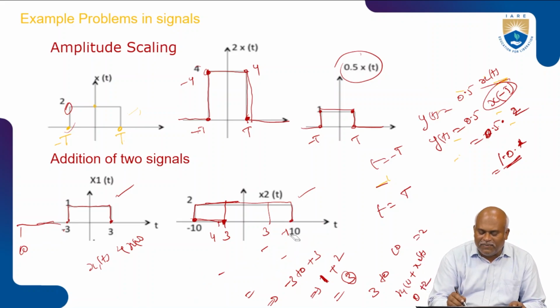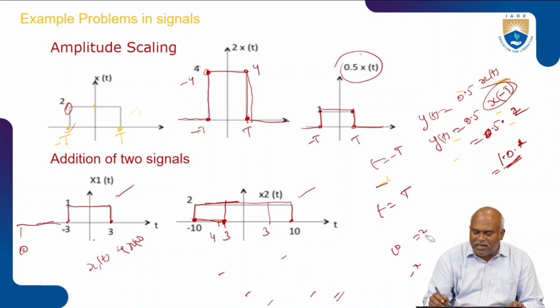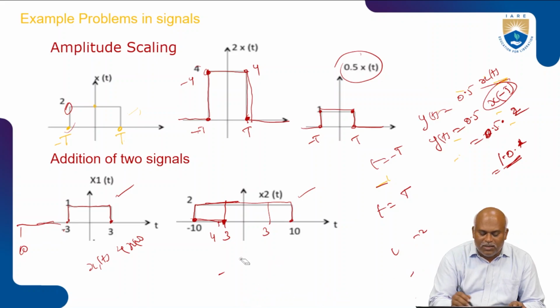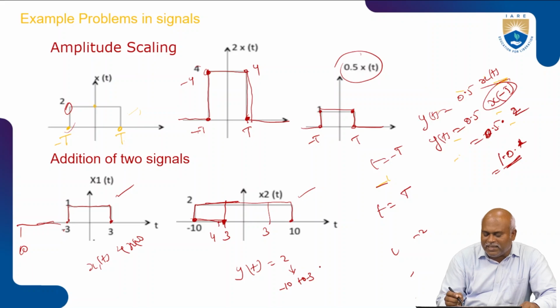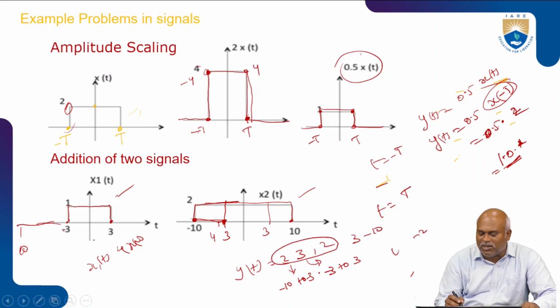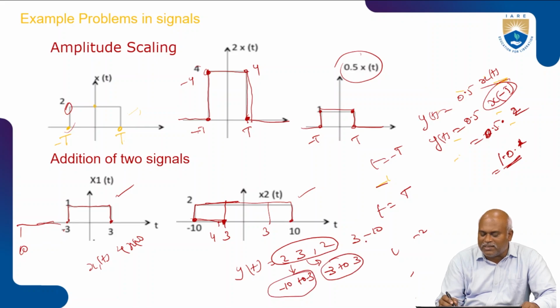What is it? The first case of the output, y of t is equal to 2. This is going to be presented by minus 10 to minus 3. Then it continues with 1 plus 2 is 3. This is presented by minus 3 to plus 3. Then after, it is represented as 2 for 3 to 10. Okay, this 3 portion is going to be available. This 3 time difference is also going to be present.